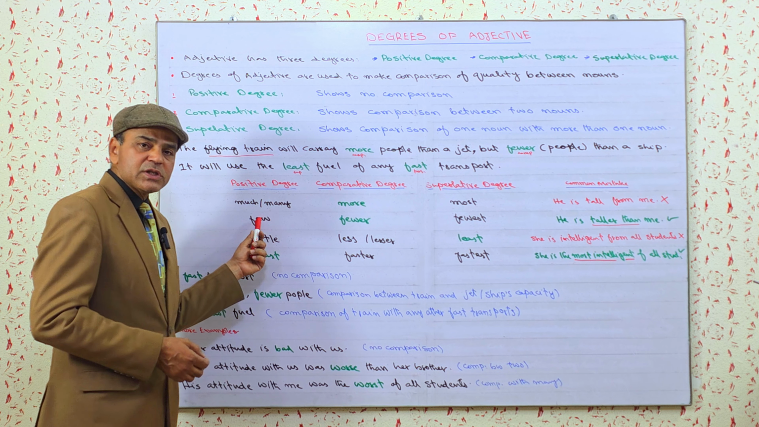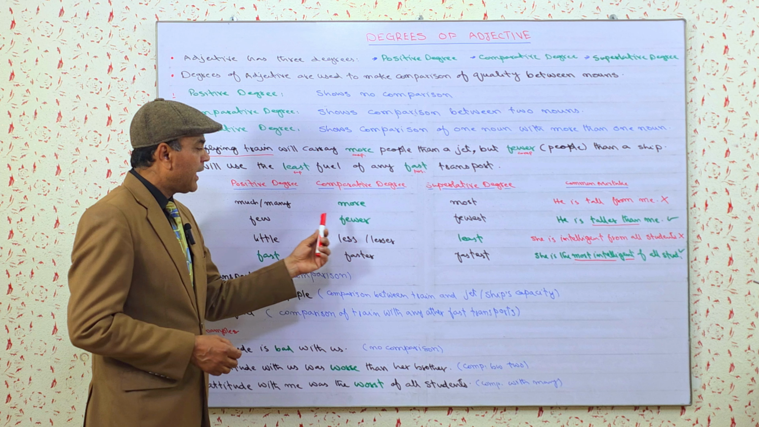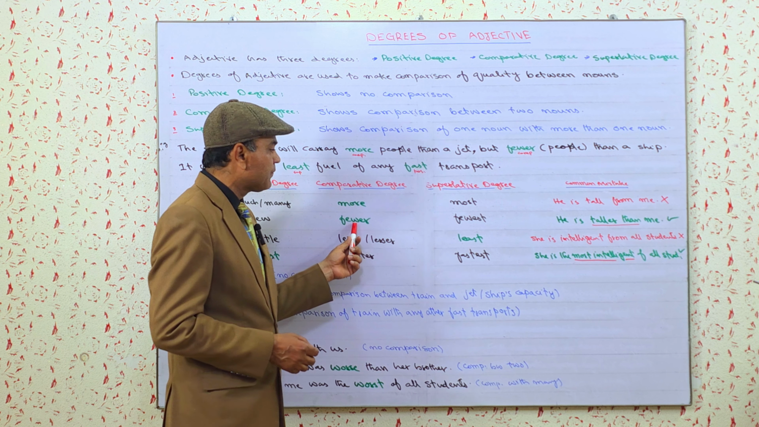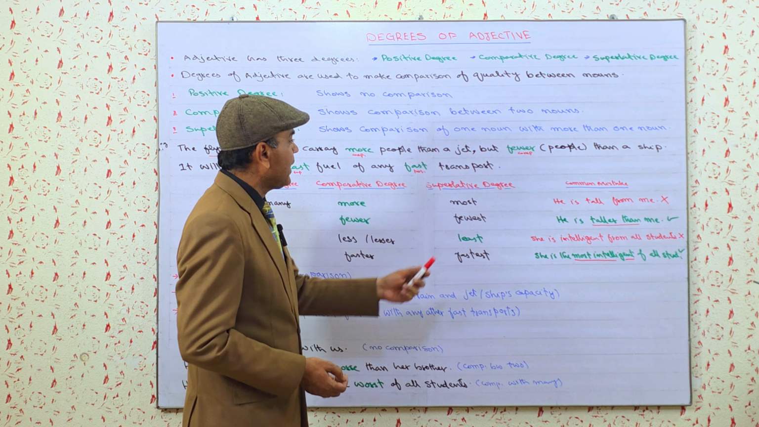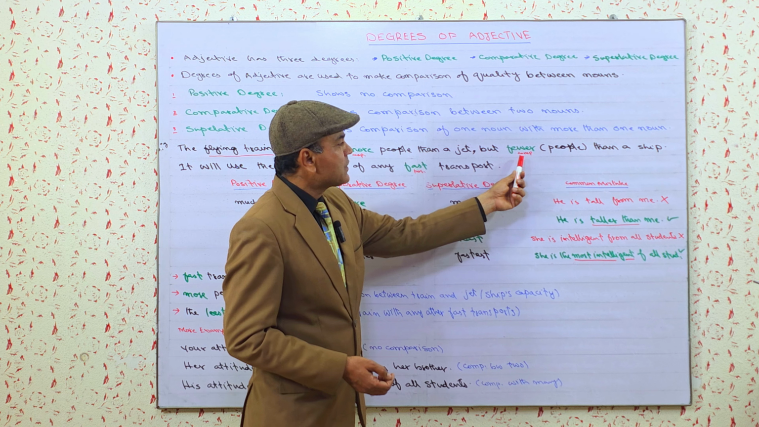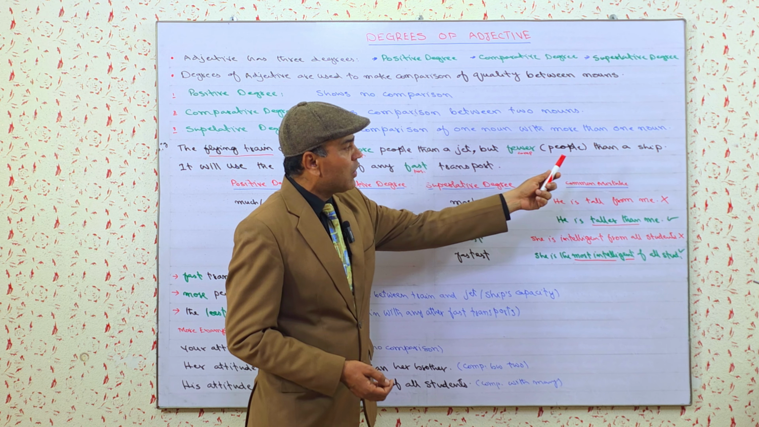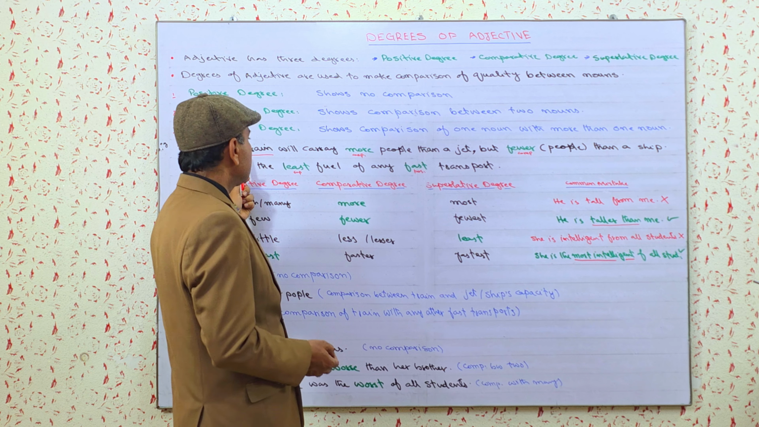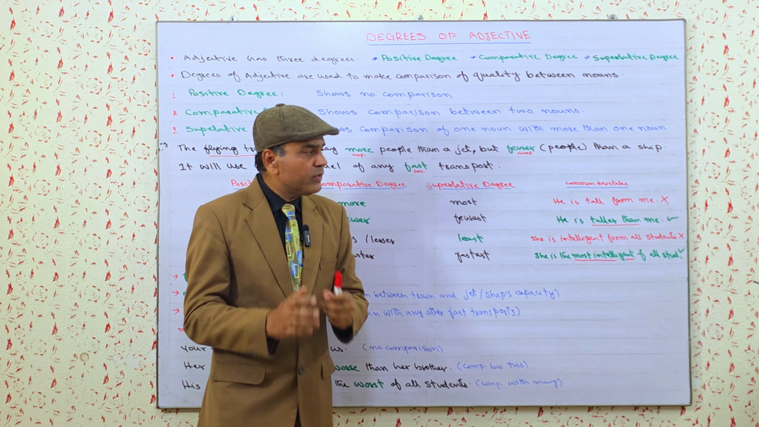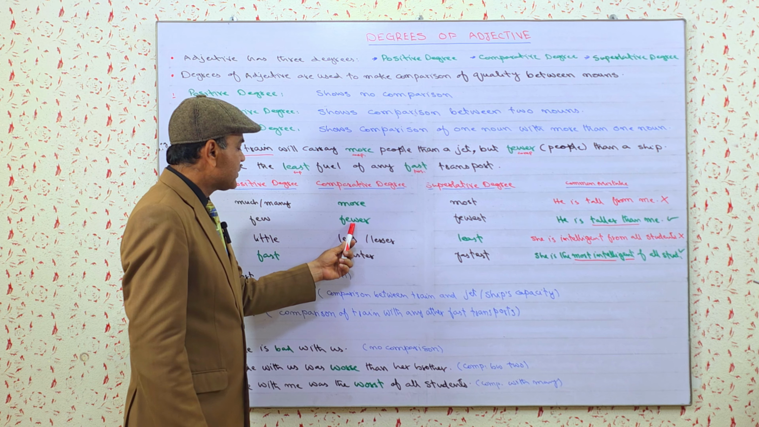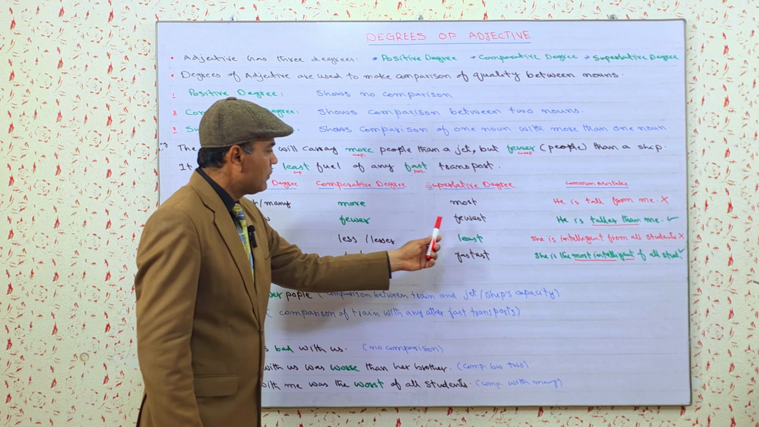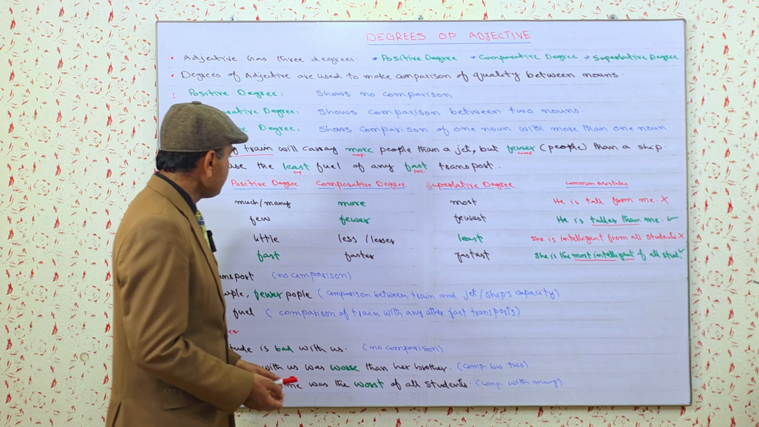Then few is a positive degree, its comparative degree is fewer, and its superlative degree is fewest. Again I am comparing the seating capacity of the ship with the train, a comparison between two. So I am using the comparative degree here, which is fewer. Few is positive, fewest is a superlative degree.